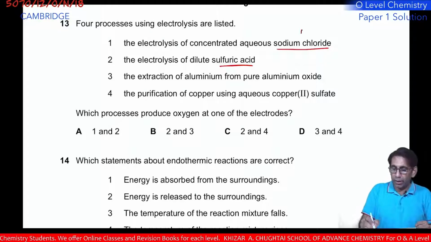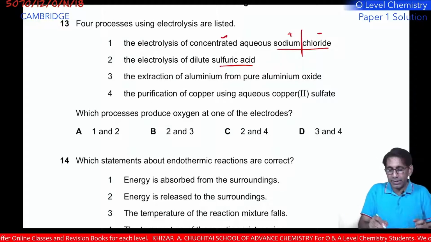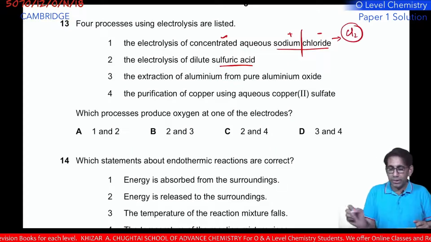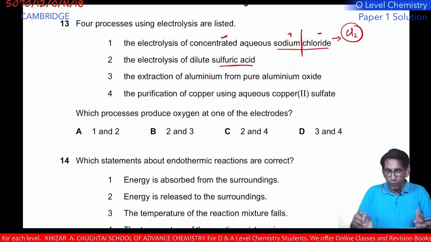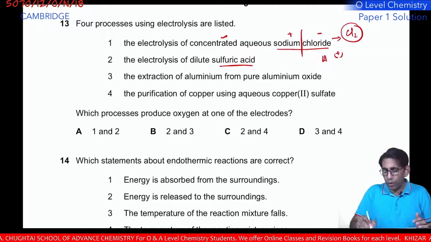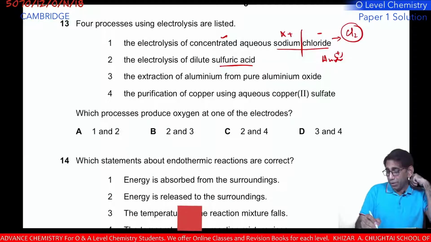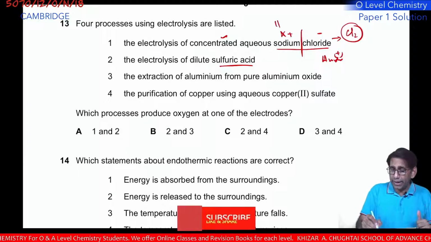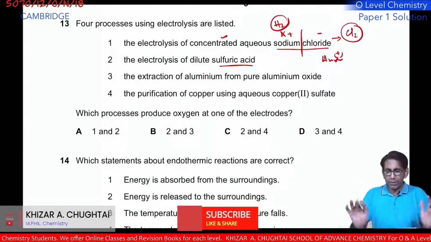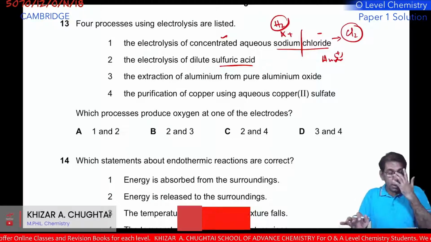Now let's see over here. In this case, it's a sodium ion and a Cl negative ion, and this is concentrated. So there must be the formation of Cl2 gas. Cl2 will move towards the positive terminal, that is the anode, and sodium ions will migrate to the negative terminal, where hydrogen gas formation will take place. So in the first option, there is no possibility of formation of oxygen, right? Come to the next one.